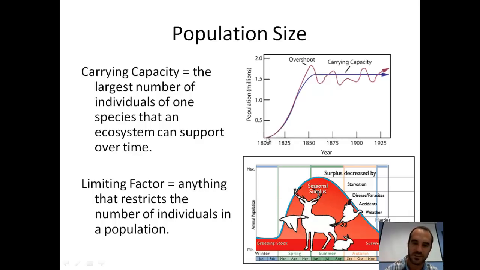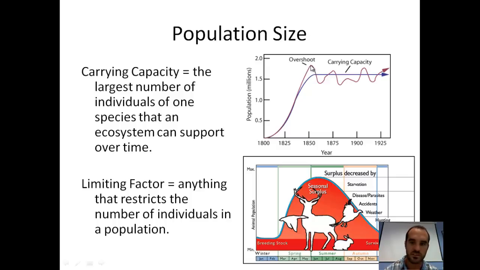So what happens is, starting in 1800, the population of the organisms starts to increase, and it increases really rapidly as there's an abundant amount of resources and space. And then eventually your population gets really big, and it starts to use up space and use up the resources in the area, and it hits its limit.